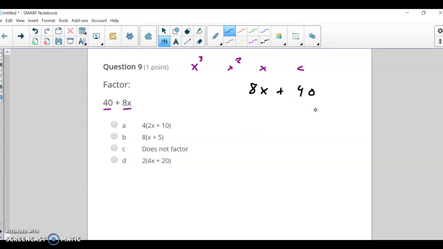And then to factor this, what you always want to look for is a GCF. So here, 8 evenly divides both of these, so I'm going to pull an 8 to the front. So I have 8 and then x plus 5 remaining.